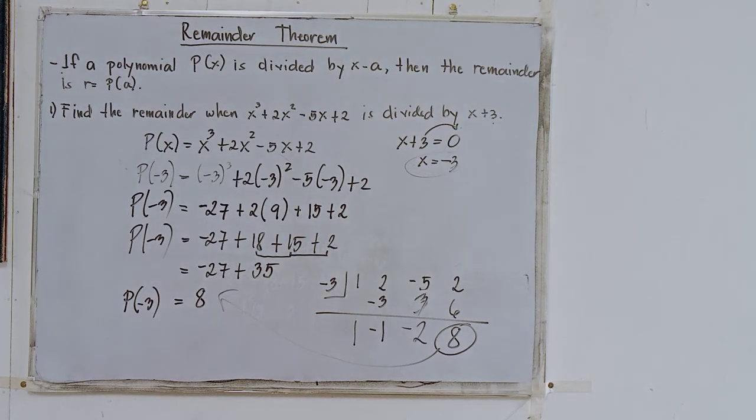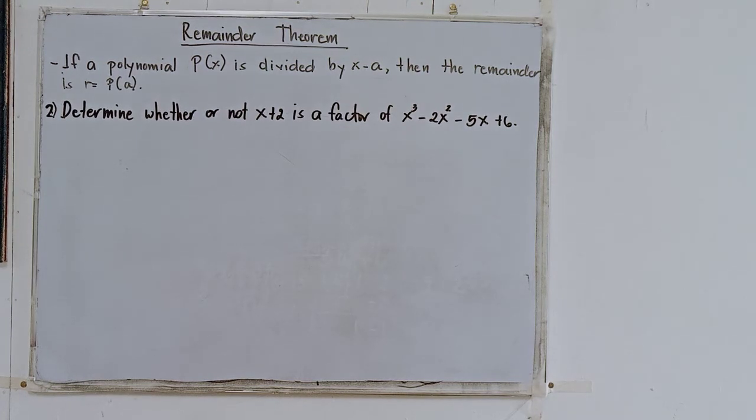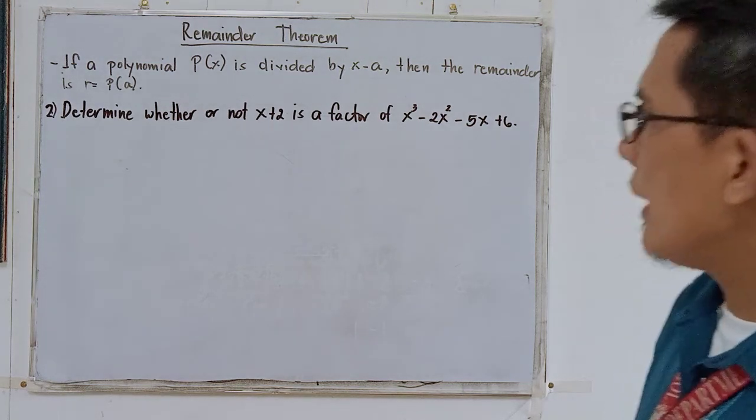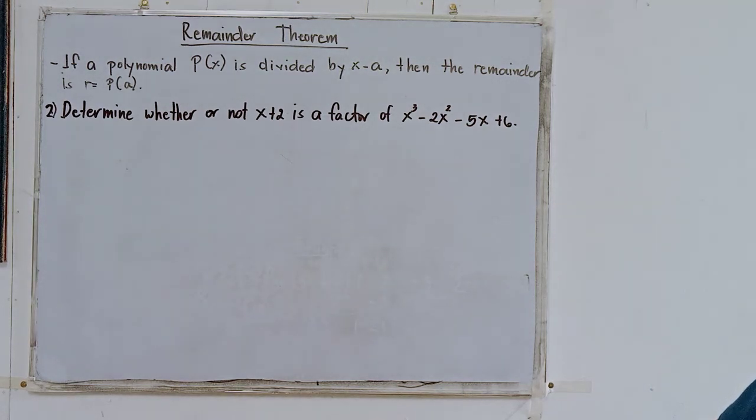So let us proceed to our second example. The problem here is to determine whether or not x plus 2 is a factor of x cubed minus 2x squared minus 5x plus 6. Since we're going to determine whether x plus 2 is a factor of this polynomial, we're going to use the remainder theorem.